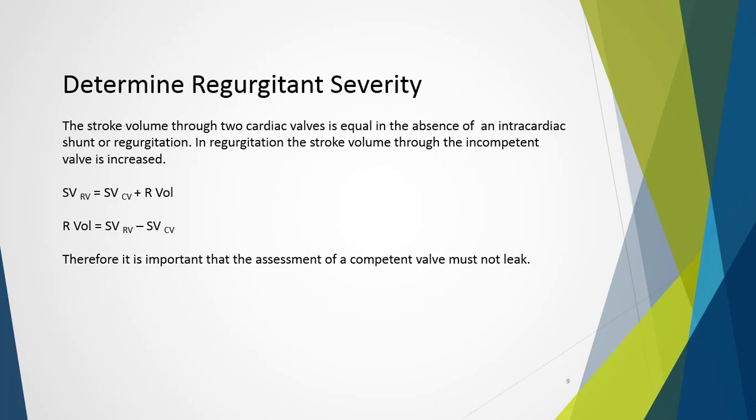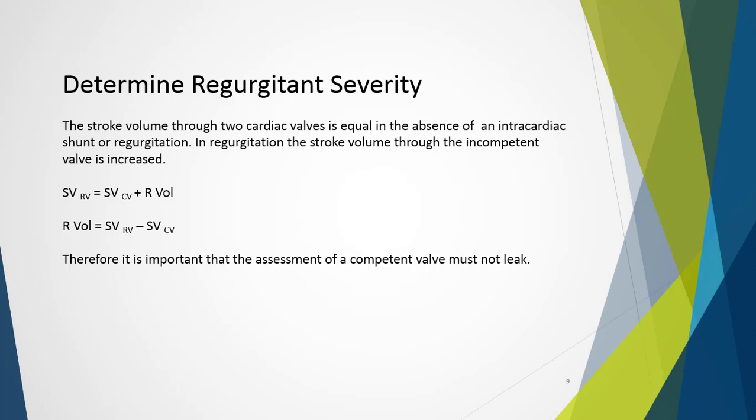So how do we go about determining regurgitant severity? We know our flow calculations revolve around the simple principle of the conservation of mass. Simply put, what goes in must come out. So as we'd expect, the stroke volume between two cardiac valves is equal in the absence of an intracardiac shunt or regurgitation. In regurgitation, the stroke volume through an incompetent valve is increased.